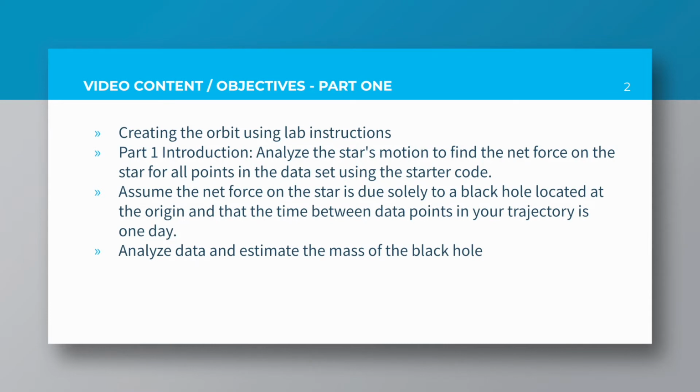So this lab is split into two parts. In part 1, I will analyze the star's motion to find the net force on the star for all points in the dataset using the starter code provided by the lab. I will then analyze the data and estimate the mass of the black hole.